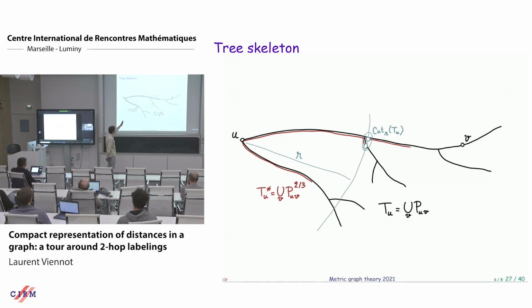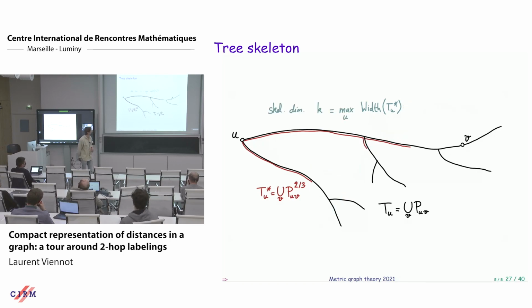And if I look at the nodes at distance r, and here it would be very convenient to consider the graph as a continuous graph, so that you have nodes inside edges. So if I look at nodes at distance r, I cut all branches, and the cut is the number of nodes at distance r. And the width of the skeleton tree is the maximum cut size of the tree skeleton. And the skeleton dimension is the maximum width of such a skeleton.